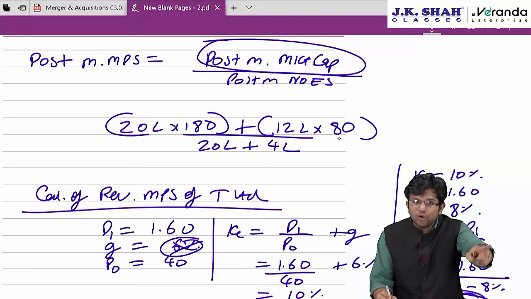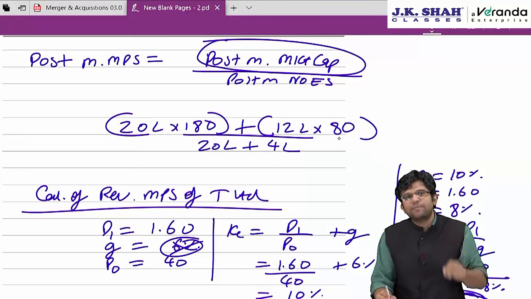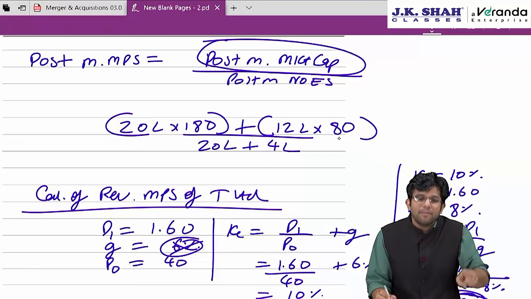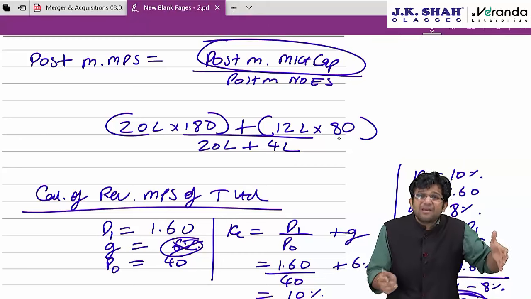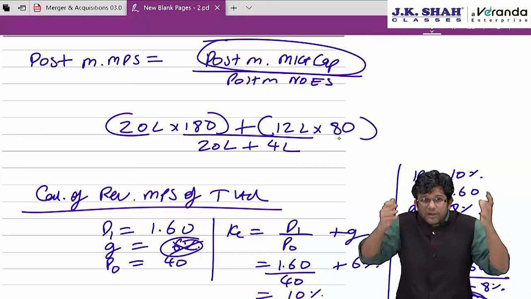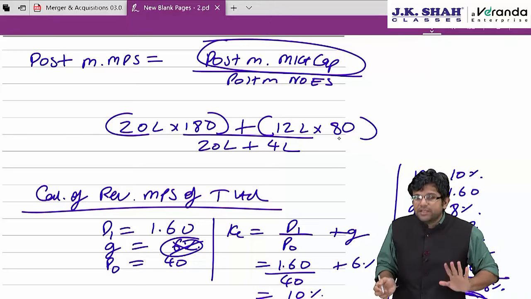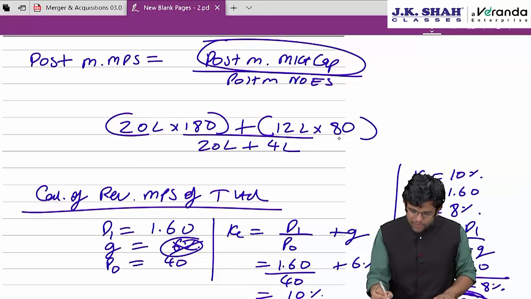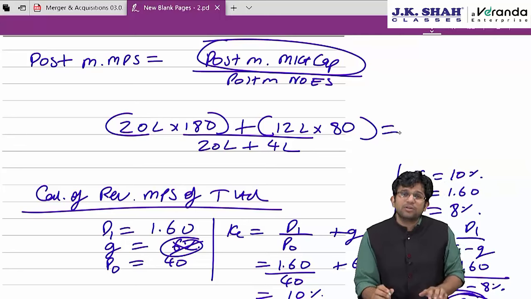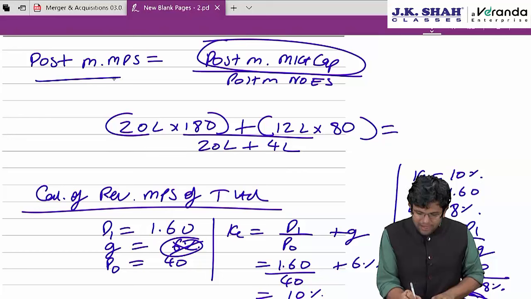Had it continued to remain separate, its share price would still have remained 40. But because it is now coming under the new management, this company, which was earlier worth 12 lakh into 40, under the new management of the acquiring company is worth 12 lakh into 80 now, because the growth rate is now changing. Everybody following? So with this, we can easily find out the post-merger market price per share.